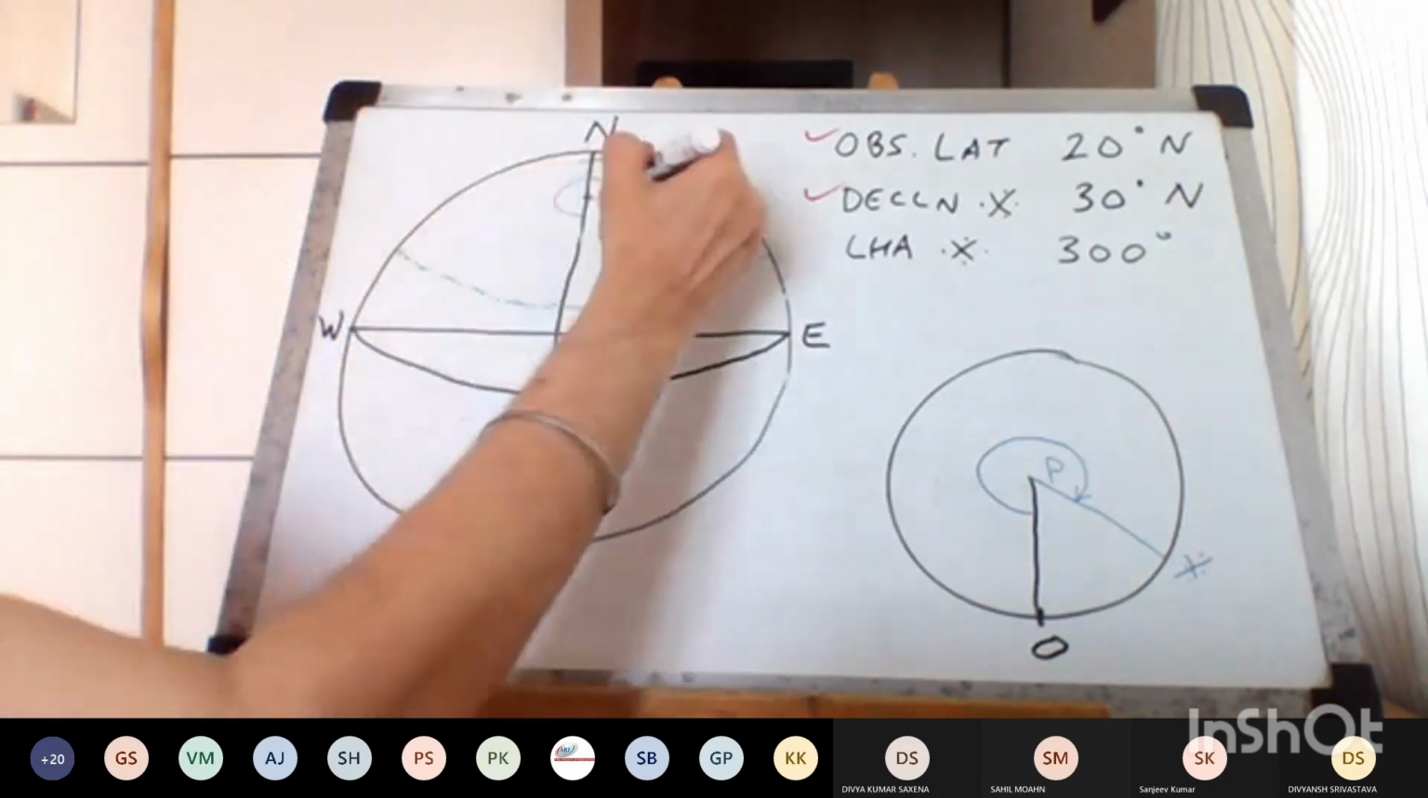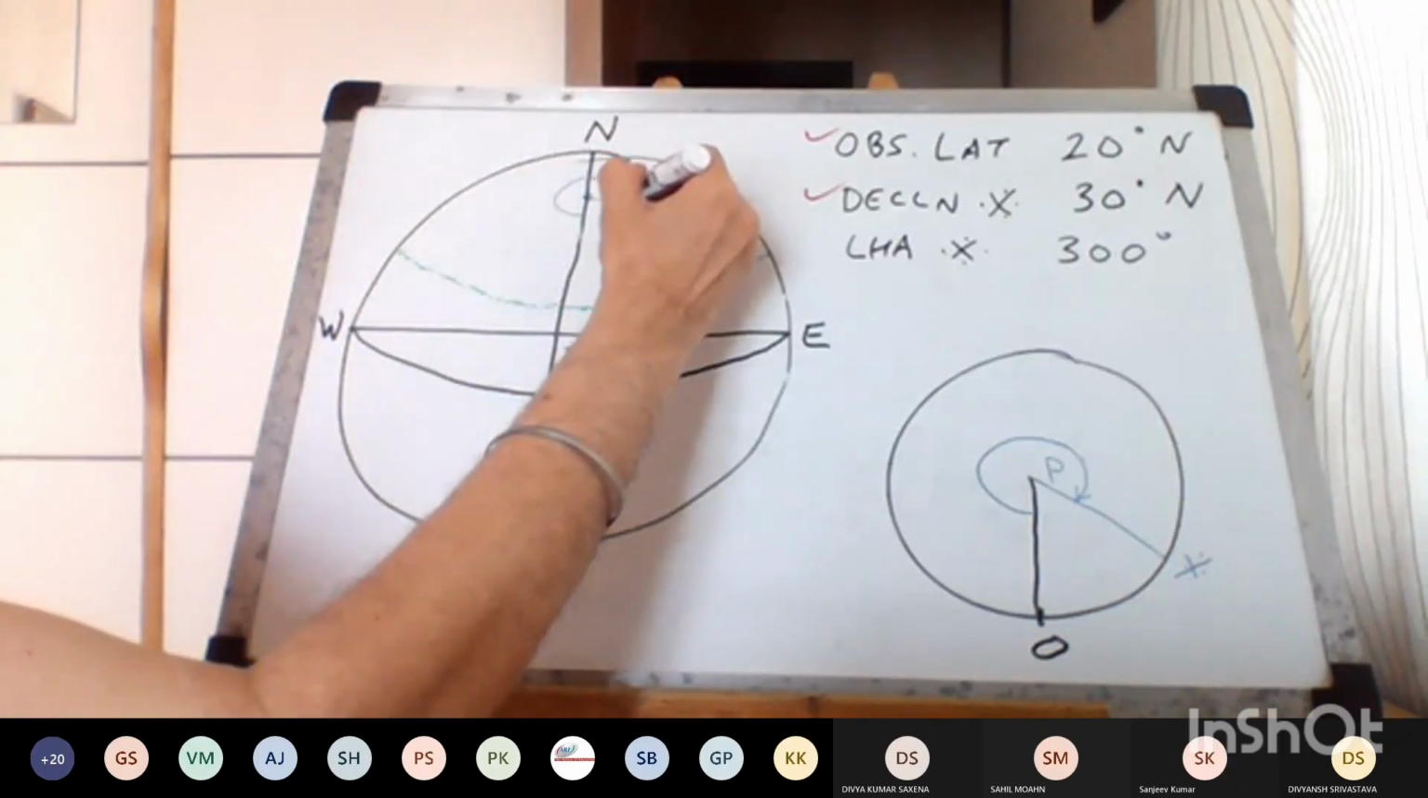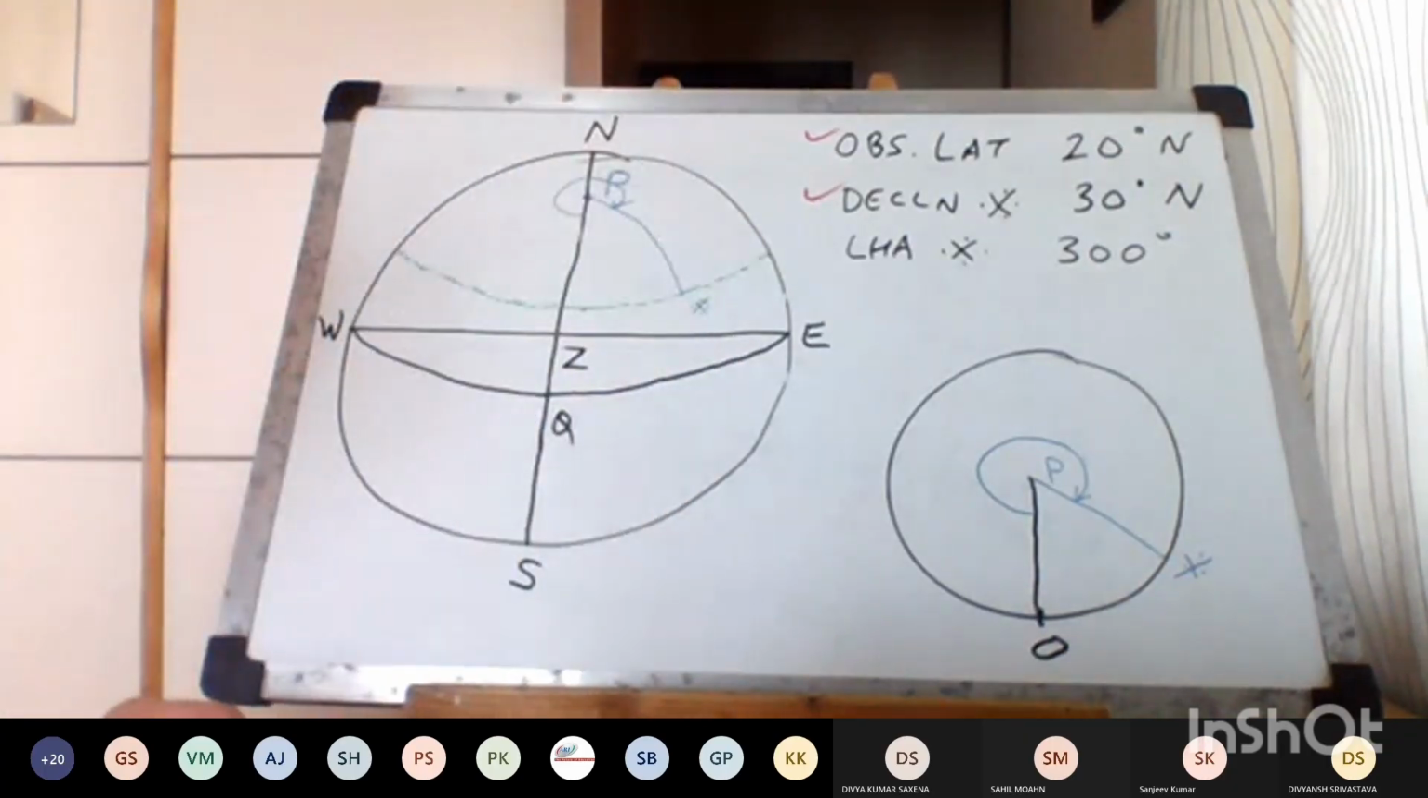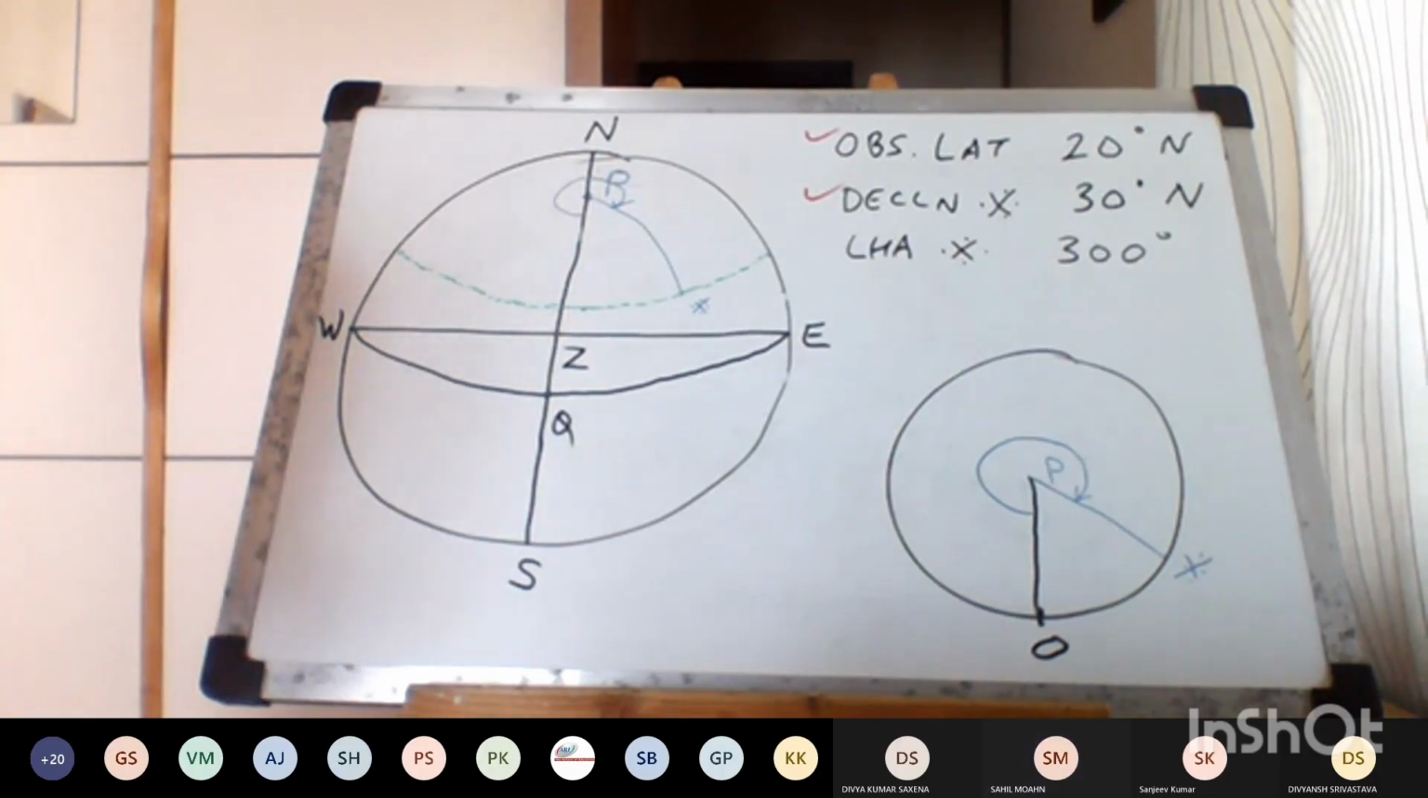So this is the LHA 300 and the meridian passing through the body. Am I right? Yes, sir. Okay.